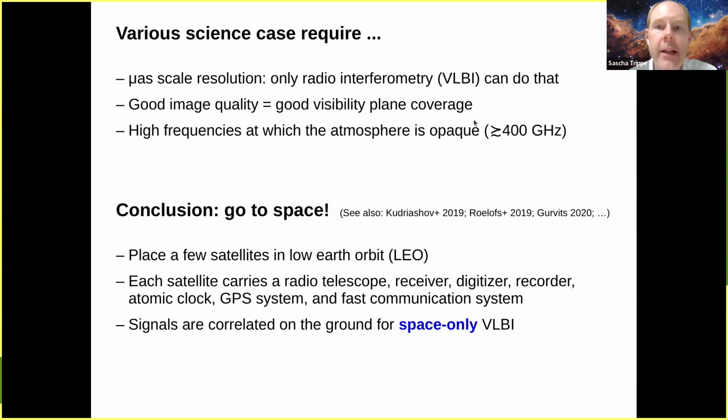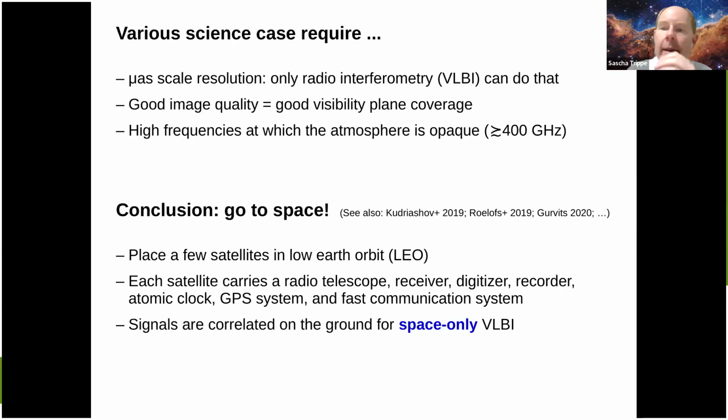So essentially, the idea that we have is, okay, there are various science cases that can only be handled if we have microarcsecond scale resolution, which is a very small scale on the sky. And only radio interferometry can do that. VLBI, so very long baseline radio interferometry, with observatories separated by thousands of kilometers. So tens of thousands of kilometers.